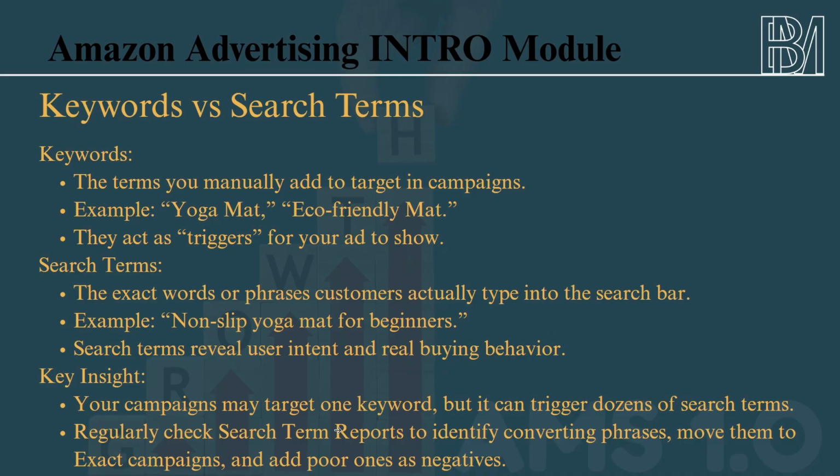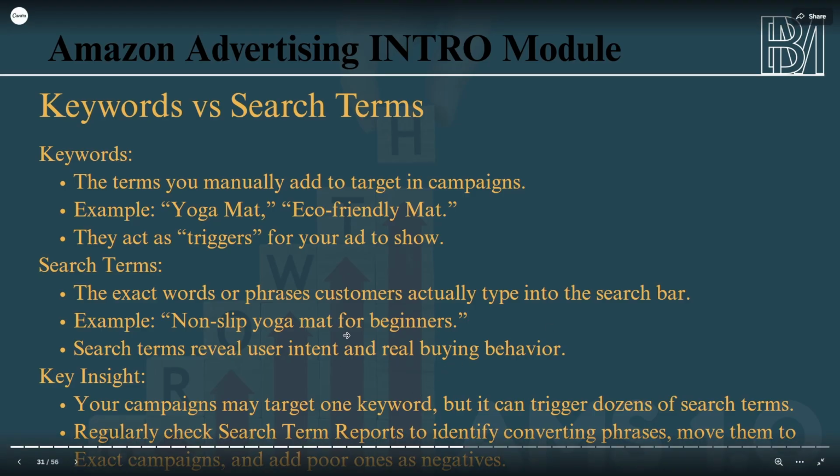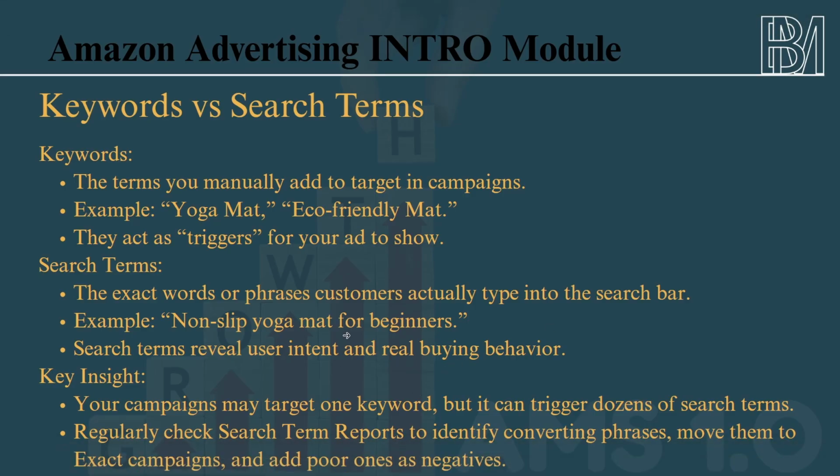We should regularly check our search term reports to identify the converting phrases and move them to exact campaigns as well as phrase campaigns, and also add poor ones as negatives. What negative means, I will tell you later in the upcoming modules. But this is how search terms and keywords differ from each other, and that's how they work.